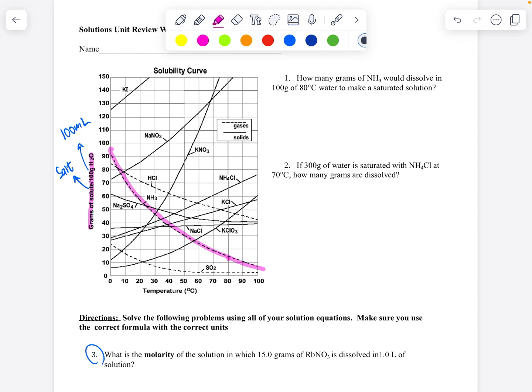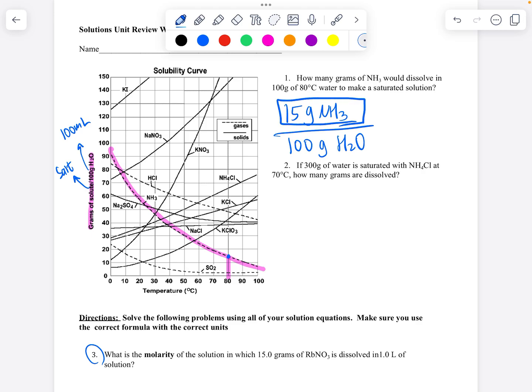Okay, so I'm going to go ahead and find where 80 here is, okay? So it looks like my point of intersection is going to be right in the middle here, right? Okay, so what is that? That's about, let's see, 15 grams of NH3 that is going to dissolve over 100 grams of water, right? So it tells me that at 80 degrees Celsius, this solute, which is the NH3, will dissolve up to 15 grams of it. Okay, so my final answer here is really just going to be 15 grams of NH3 as my solute, okay? Let's move on to doing number 2.